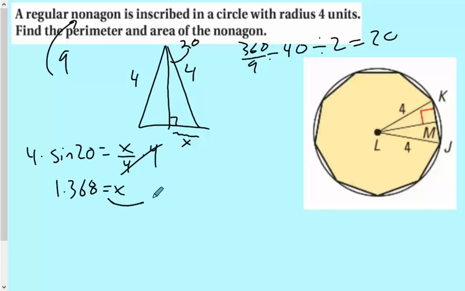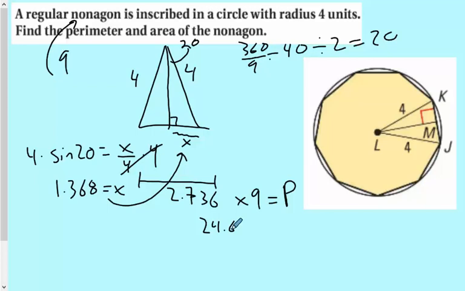So this is 1.368. I'm going to double that to get this full length here, 2.736. Okay, so that's one side of my nonagon, and then I'm going to multiply that by 9 to get P. So now I have P, the perimeter. So the perimeter is 24.625, if I try to keep this to be as accurate as I can.